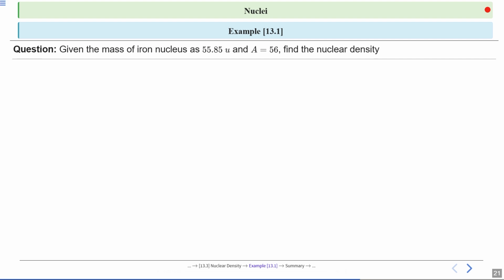Let's examine the question. We are given the mass of an iron nucleus as 55.85 atomic mass units and its mass number A is 56. We are asked to find the nuclear density. Notice how this problem tests your understanding of nuclear structure and density. It combines the concepts of atomic mass, volume of a nucleus and density calculations.